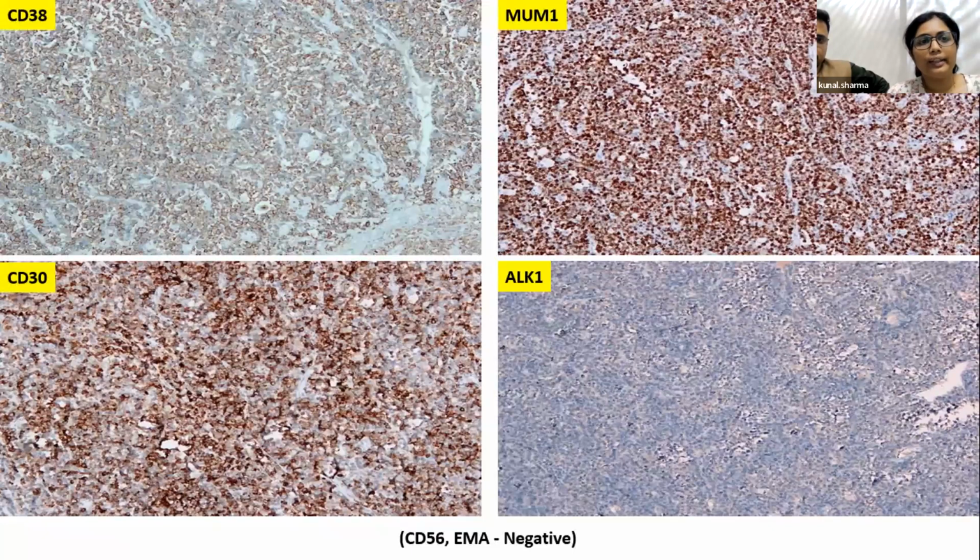Then we moved on and we did CD38, which was weakly positive. MUM1 was strong and diffuse. CD30 was positive, and ALK1 was negative. CD56 and EMA were negative.